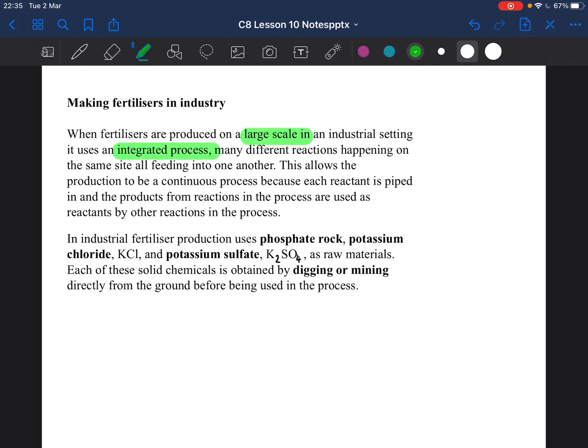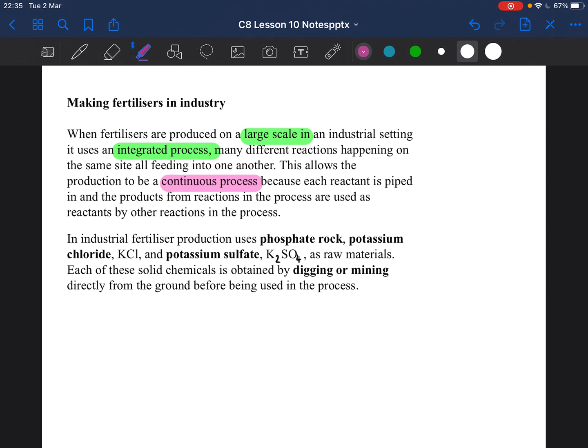What we mean by an integrated process is when loads of different reactions are happening on the same site at the same time, and then they are feeding into one another. And I will show you what an industrial integrated process looks like later on in this video. The reason we are going to do something like this, where we have many reactions happening and they all provide each other with something, is because it actually allows for what we call a continuous process.